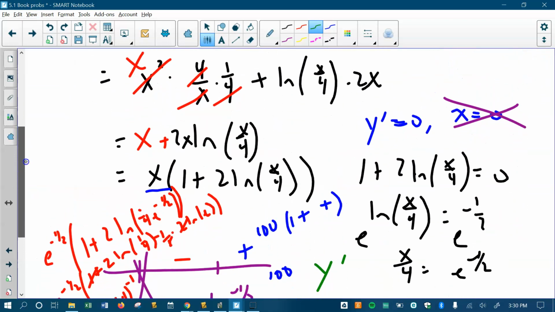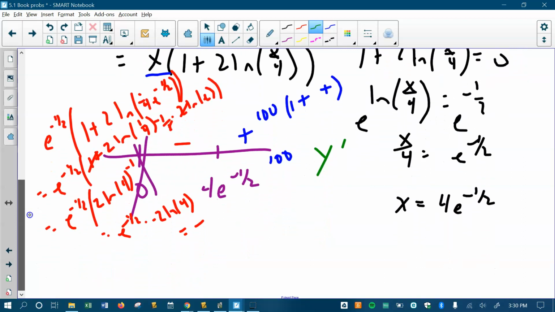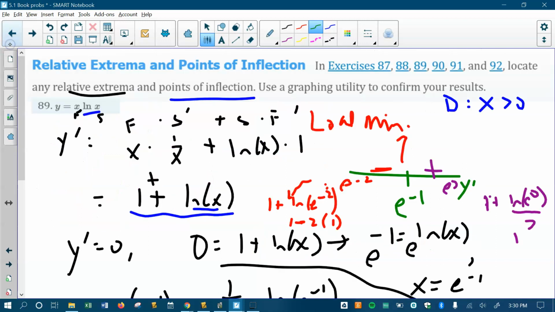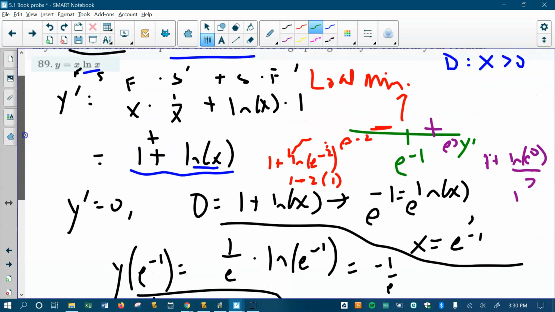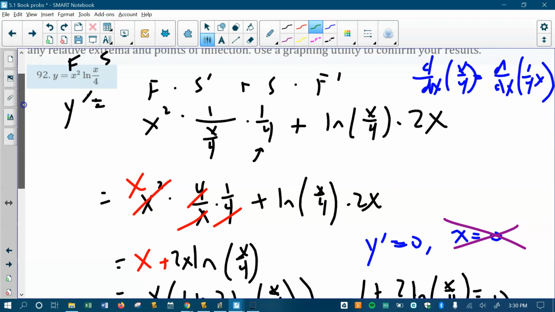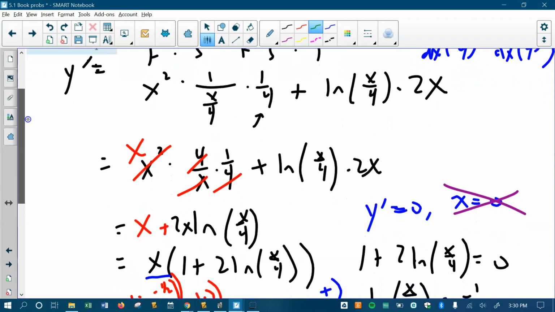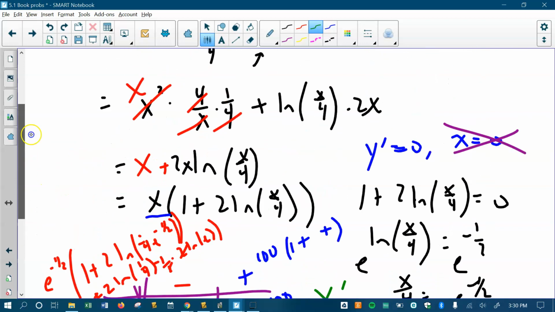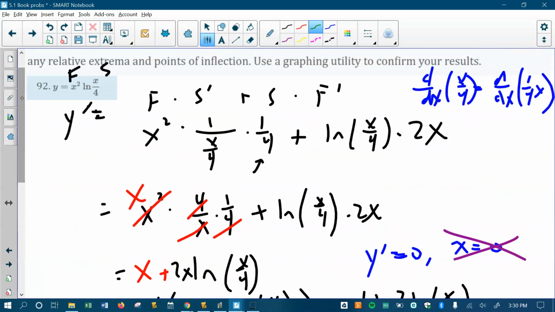So that means y prime changed from negative to positive, which means I have a local min. And hold on, I need to check something, because I might have said the wrong thing on the other one. Did I say local max or min? Oh, no, I did. I said local min. Good. Okay. So local min here. So, great. Now we have to plug in 4e to the negative 1/2. Awesome. I've never been happier in my life. So let's plug in 4e to the negative 1/2 into y to see what the extrema is.